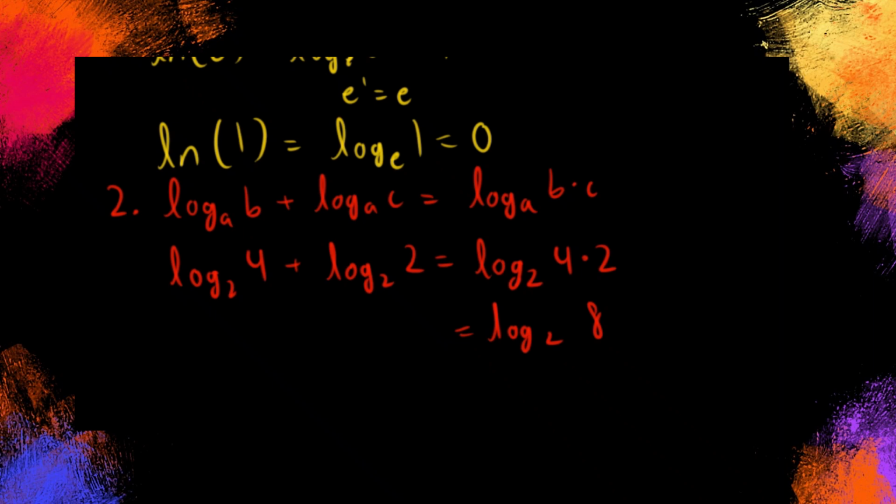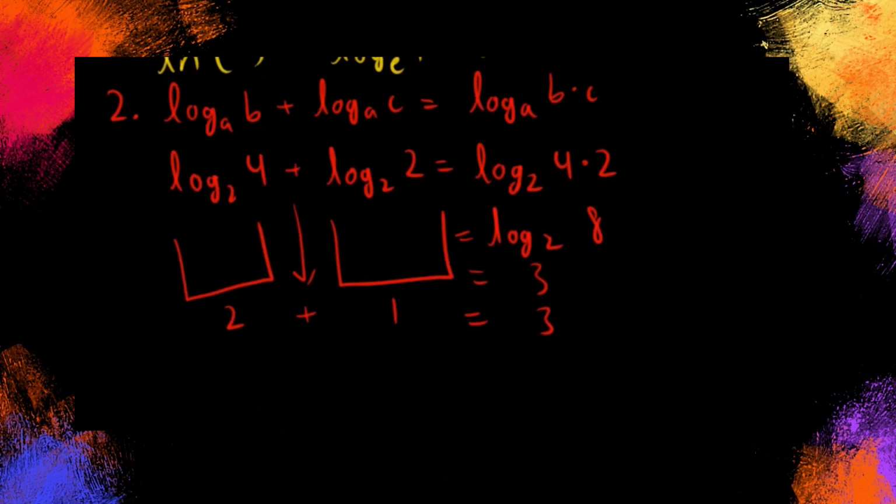And we can actually verify that this rule holds for this example. Log base 2 of 4 is 2, since 2 to the power 2 equals 4. Similarly here, log base 2 of 2 is just 1. And on this side, we have log base 2 of 8, which we know to be 3. So what this is saying is 2 plus 1 equals 3, which again we know to be true. So that's essentially verifying this.